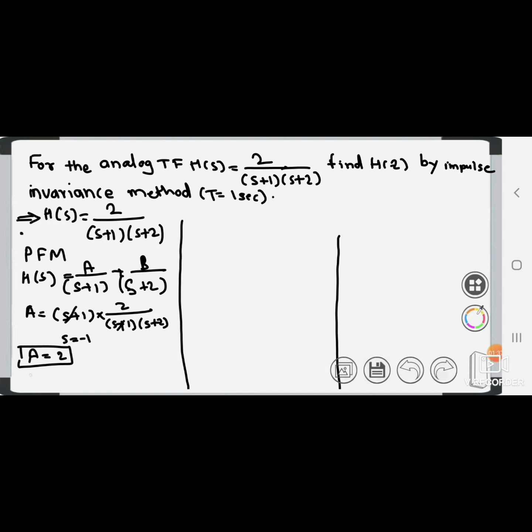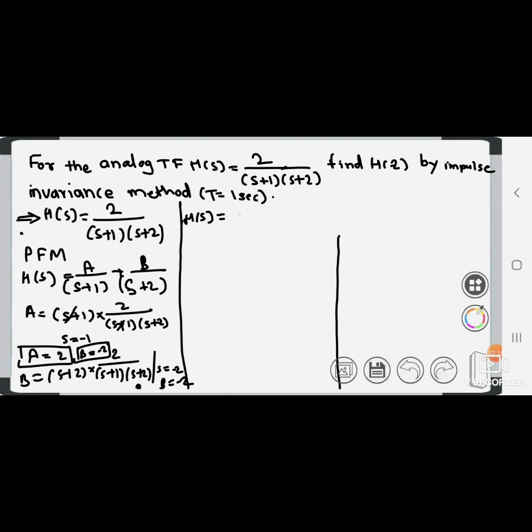Now the value of B. B is equal to (s+2) times the same H(s), that is (s+1)(s+2), at s = -2. By putting this value, we will get B = -2. So we got A = 2 and B = -2. These two values we are getting. Now put these values in H(s).